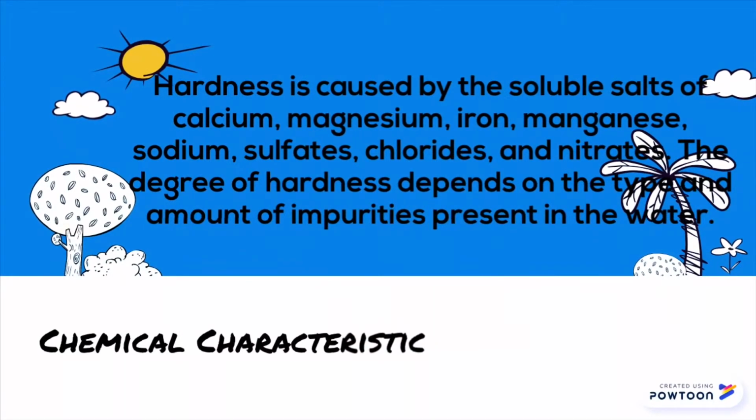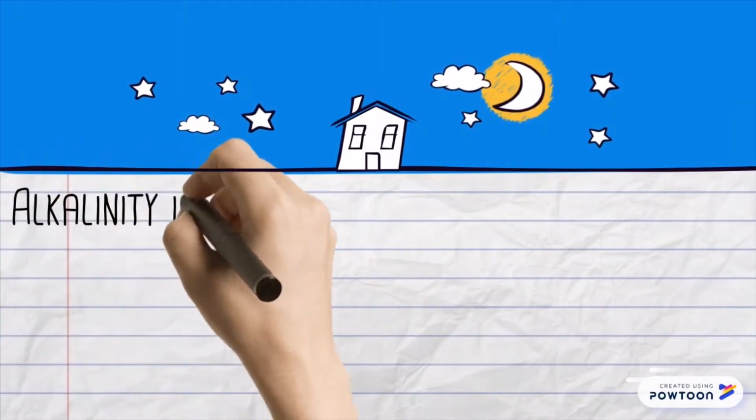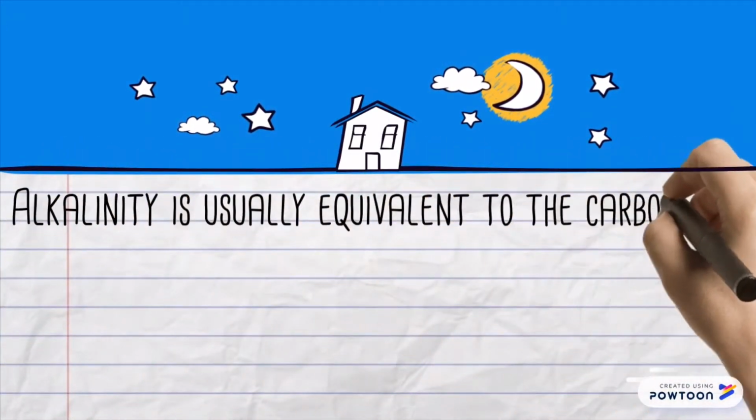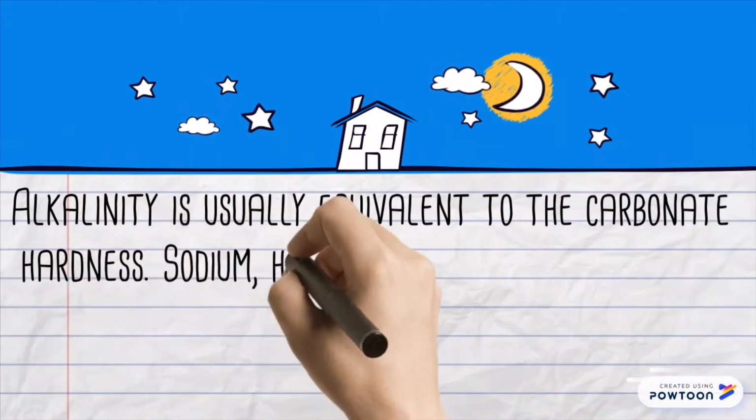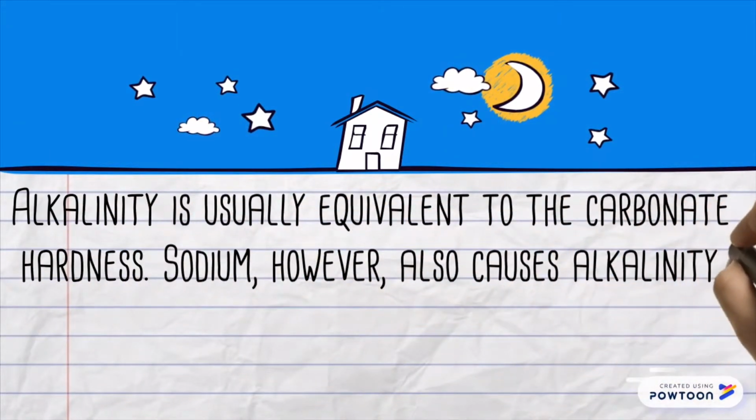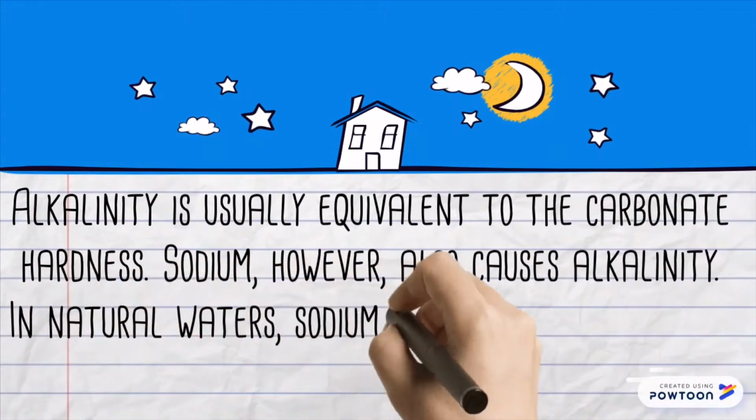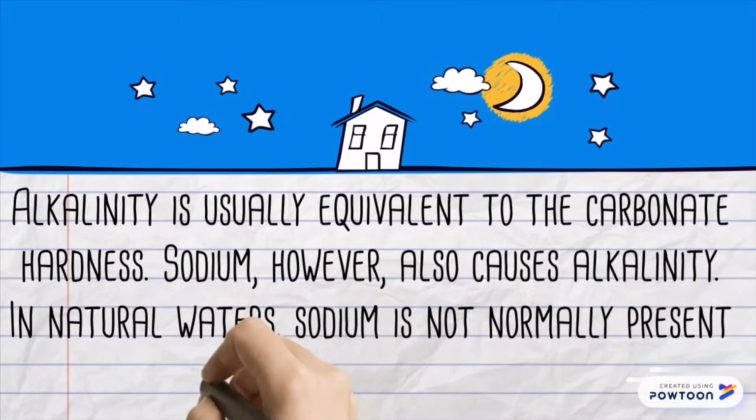Chemical characteristics. Hardness is caused by the soluble salts of calcium, magnesium, iron, manganese, sodium, sulfates, chlorides, and nitrates. The degree of hardness depends on the type and amount of impurities present in the water. Alkalinity is usually equivalent to the carbonate hardness. Sodium, however, also causes alkalinity. In natural waters, sodium is not normally present in appreciable amounts.